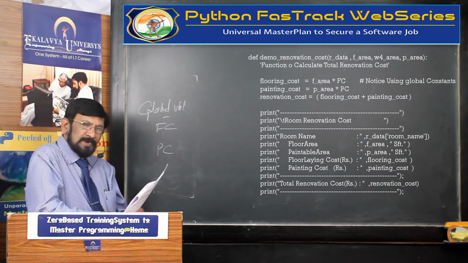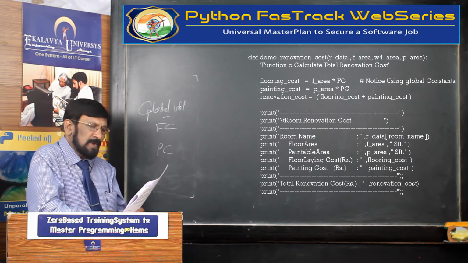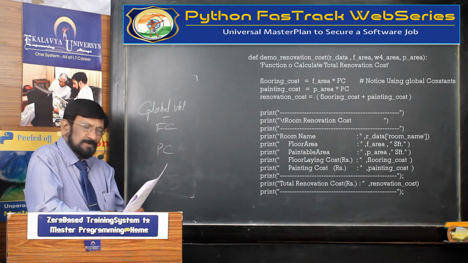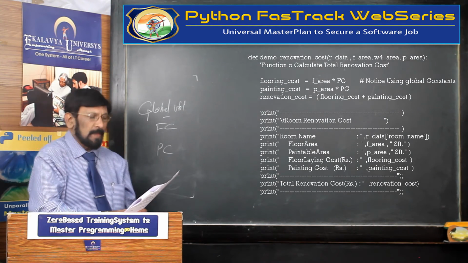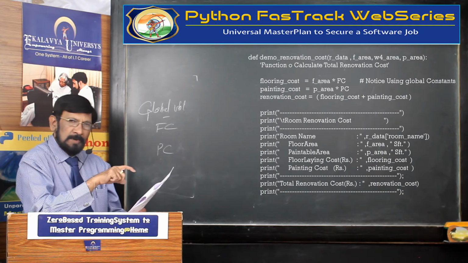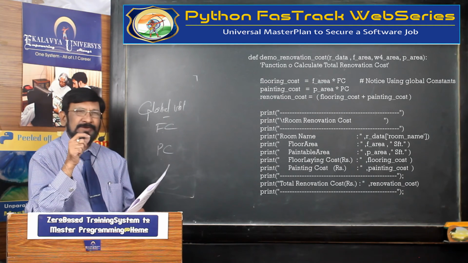Thereafter, total renovation cost: how can you get it? Flooring cost plus painting cost, both together, is the total renovation cost. Okay, the corresponding statement I have written, analytically study.